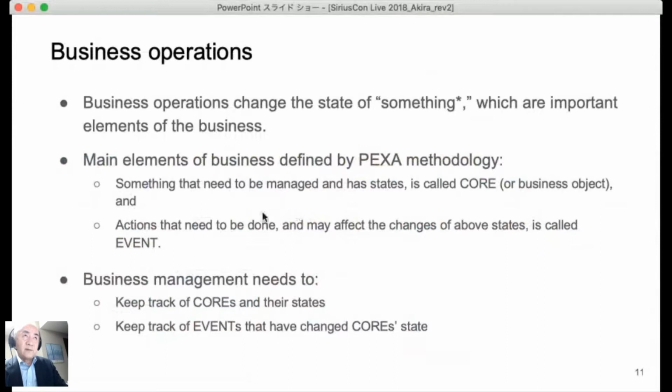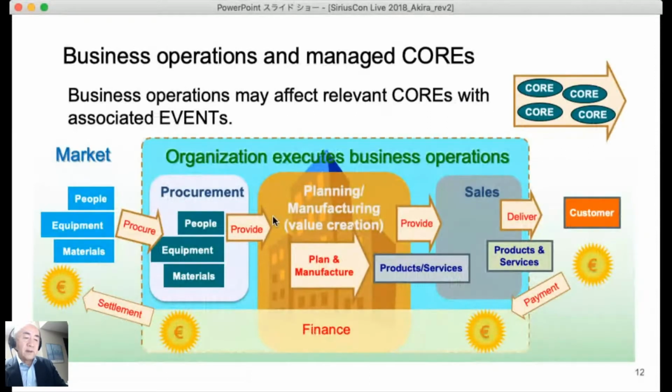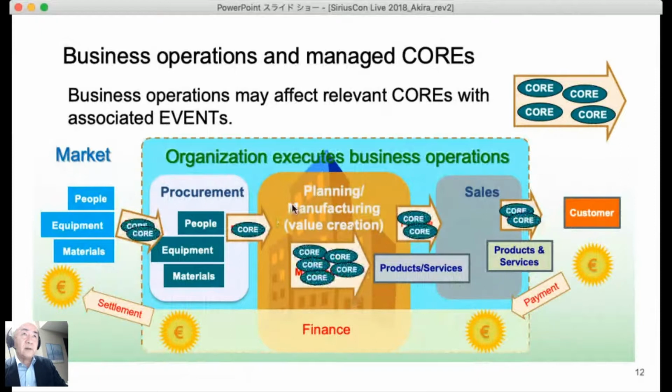Now it's about business operations and managed cores. Execution of business operations may affect relevant cores' state with associated events. Each business operation has associated cores that need to be identified. So we need to identify which core is referenced or updated or whatever in this business transaction or business operation. Once the core is identified, the events affecting or affected by the core will be identified.